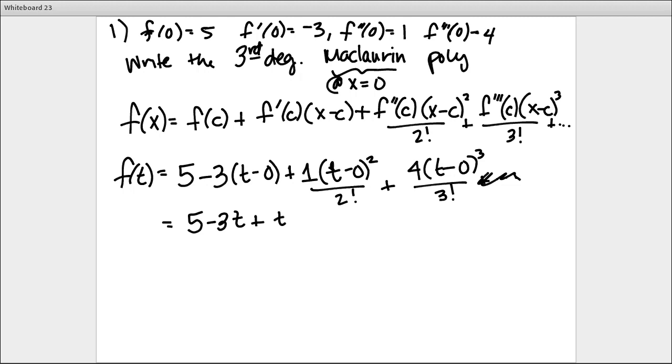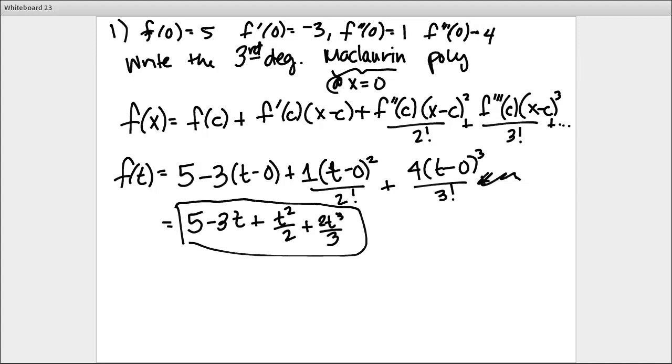And so this ends up being 5 minus 3t plus t squared over 2, and then plus, 3 factorial is 6, so you end up with a t cubed, let's see, 4 goes into 6, it'll be a 2/3, like that. So there's your third degree Maclaurin polynomial.